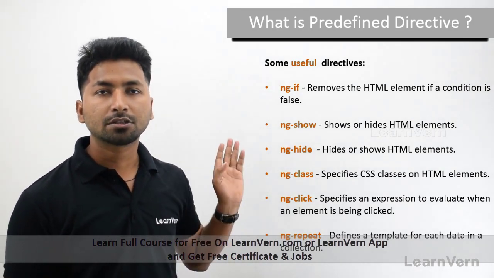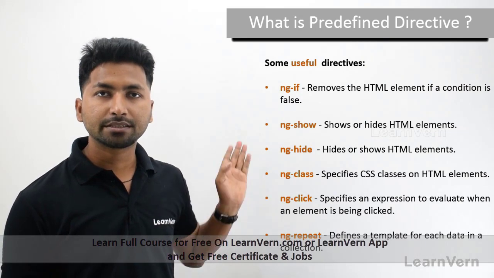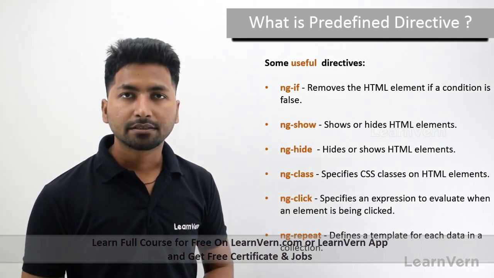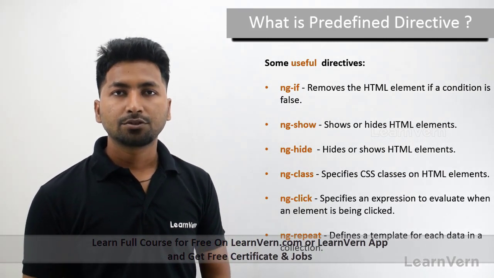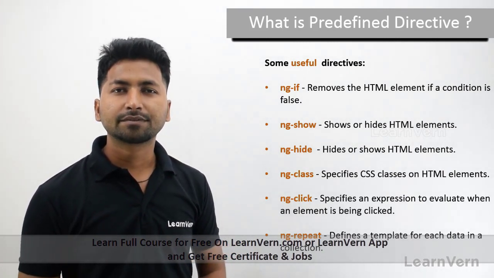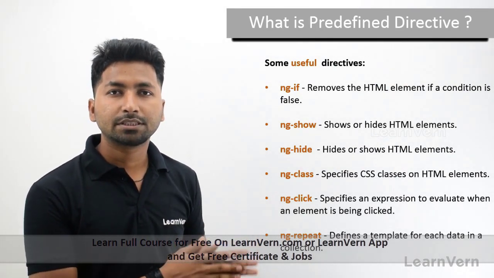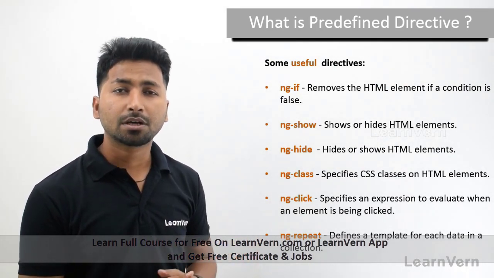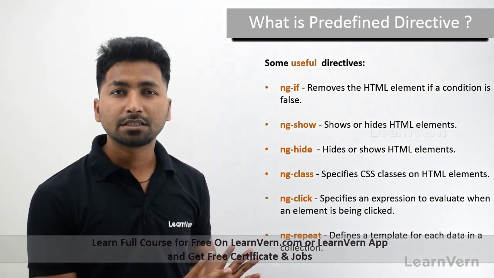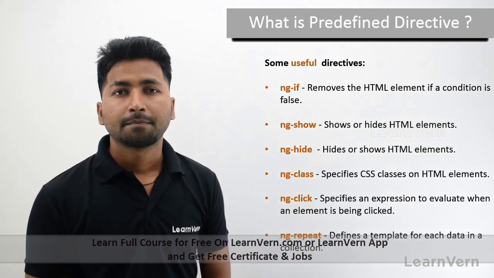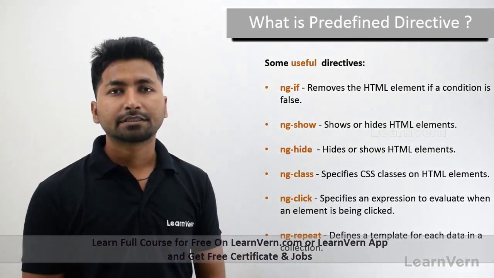So here is a list of predefined attributes. You can see ngIf, ngShow, ngHide, ngClick. It is very useful, and these are the predefined directives. There are so many, but these are used widely in our code. In day-to-day life, many programmers and developers use these at least, because they are very useful. So this is all about predefined directives.